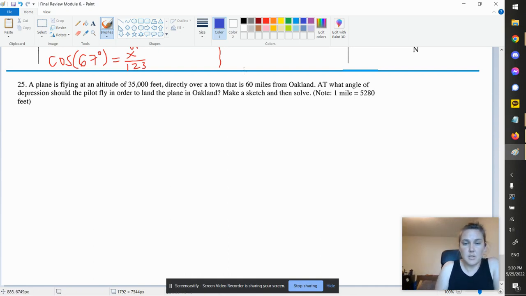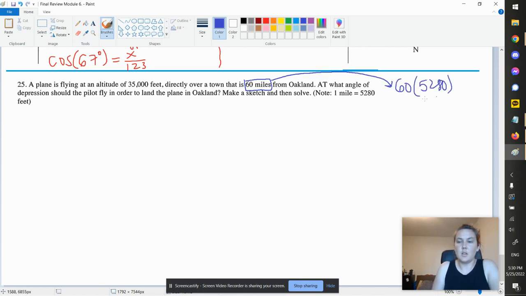So the first thing I'm going to do is actually change 60 miles to feet. I don't like that there's two different units, right? So I'll do 60 times 5,280 and get how many feet away this should be. So 60 times 5,280, we get it is 316,800 feet away from Oakland.